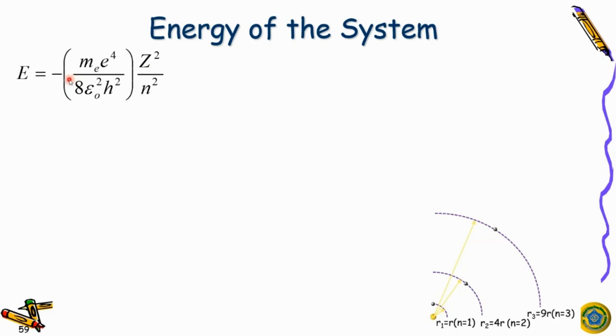If you have more negative energy, that means what? That means the system is more stable, right? Because you have the lowest energy. If you have a higher energy, you will be not stable.